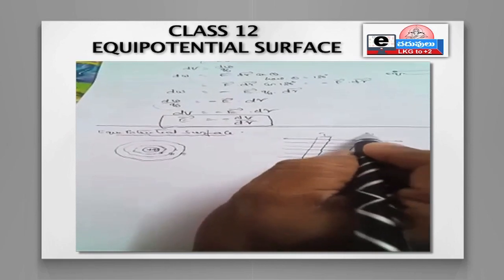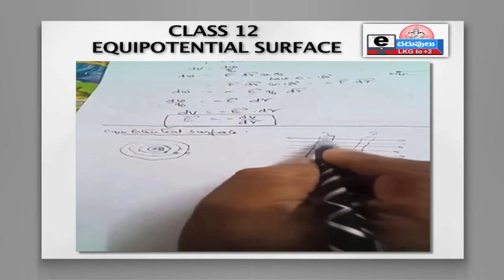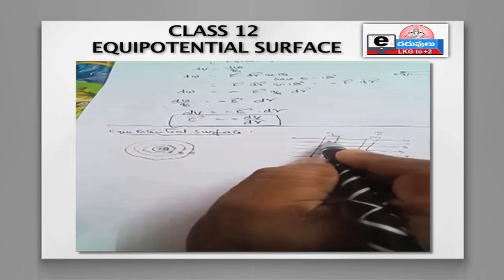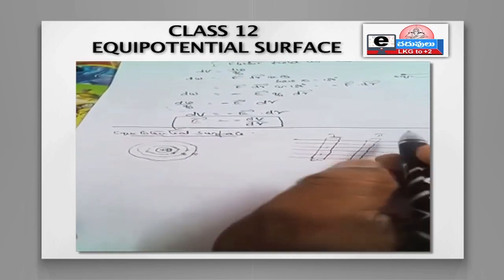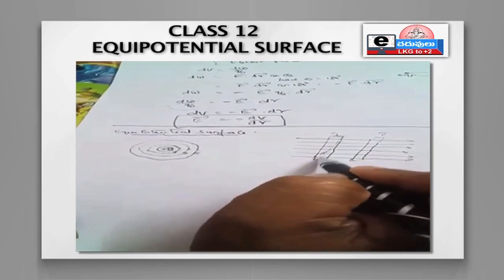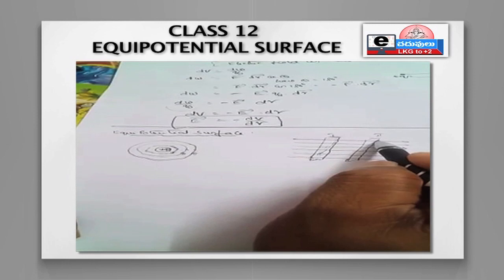If I take any point on this surface, the potential at each and every point on this surface will be the same. Therefore you can call this surface an equipotential surface. Similarly, this is another equipotential surface.